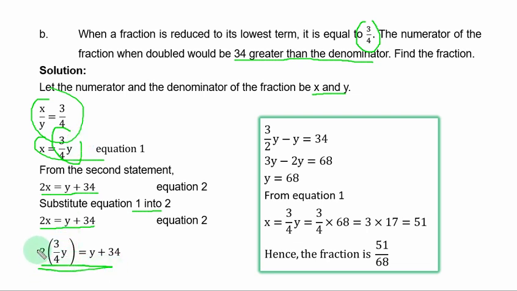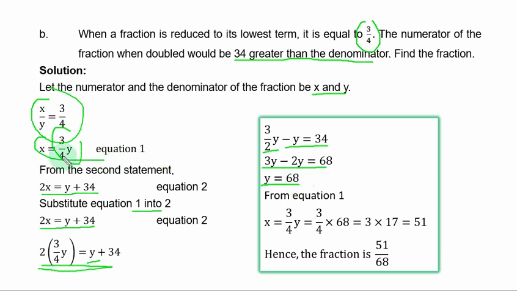You see that? If you reduce 2 and 4 by 2, you have 3 over 2 y. So let's transfer this term to the left hand side. It becomes negative, equal to 34. Multiply through by 2 to clear the fraction, you have this result. If you subtract, y is equal to 68.